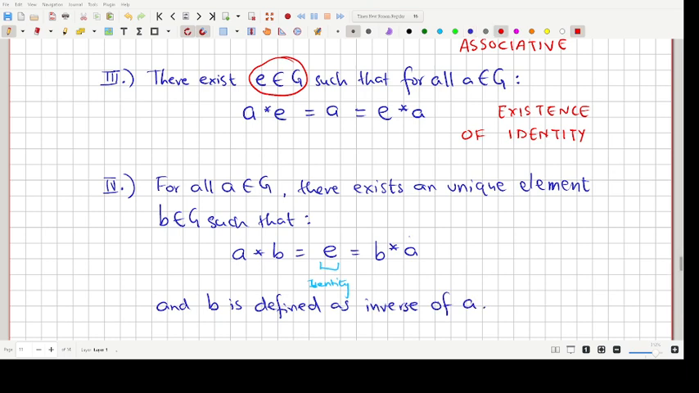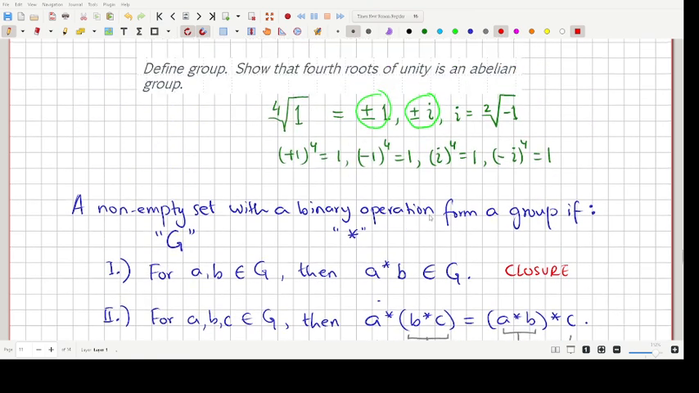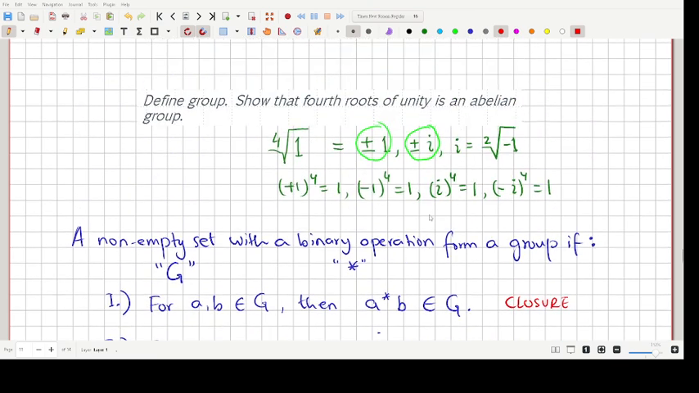So the property that we are defining here is the existence of inverse, correct? So we have got an inverse element for each element of our given non-empty set. So the four properties define that a non-empty set G along with the binary operation star is a group. Okay, now let's show that the fourth roots of unity is an abelian group.